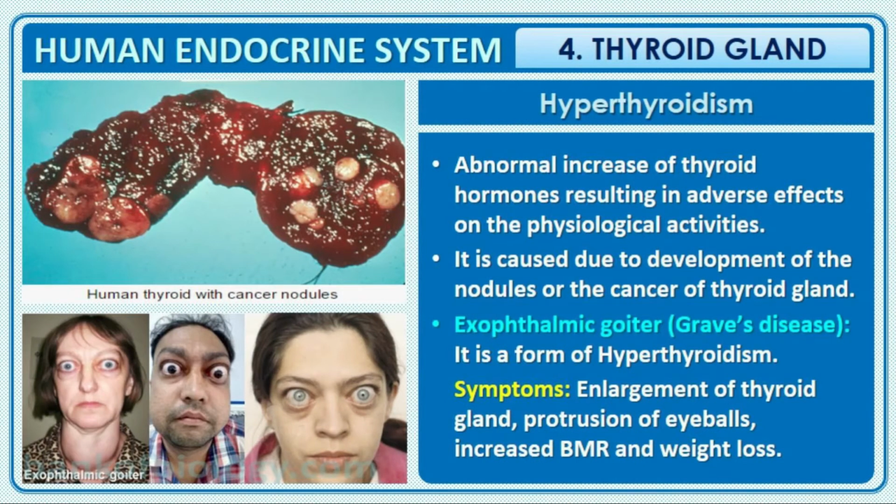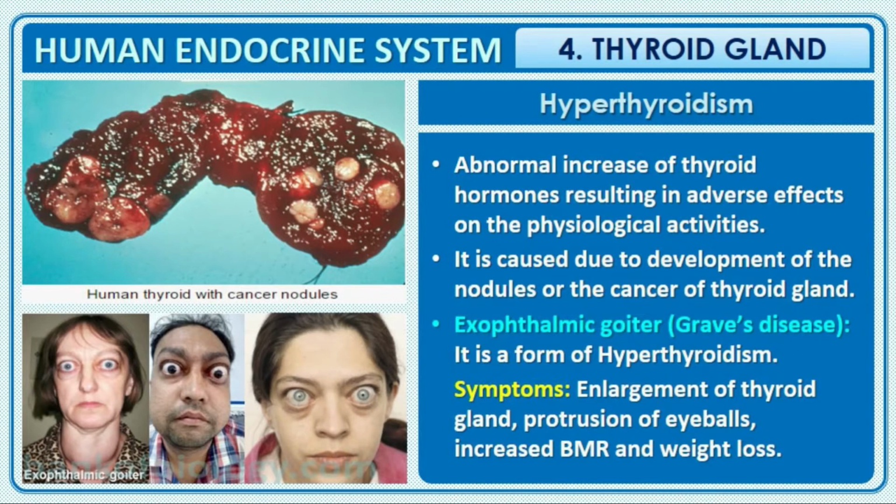Next one is hyperthyroidism. Hyper means more, over secretion. Hypo means lack of thyroxine. Hyperthyroidism means abnormal increase in the secretion of thyroxine. Listen. Abnormal increase of thyroid hormones resulting in adverse effects on physiological activities.